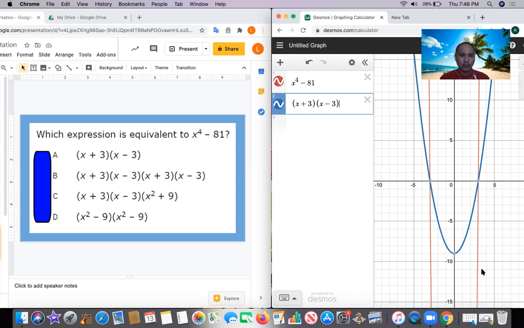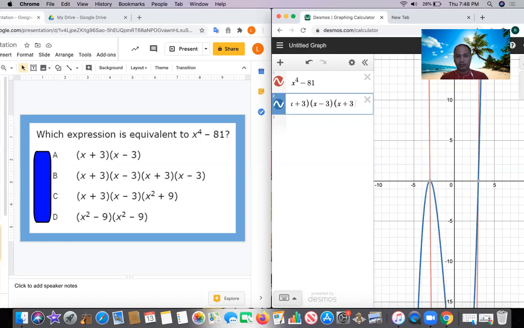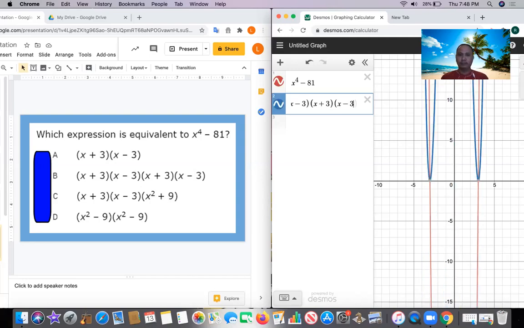What if we will choose B? Okay, so what do we have? x plus 3, okay? Then times x minus 3. So x plus 3, x minus 3. I hope we are doing it right. Okay. So it is not B. What if we will choose maybe D? Okay, maybe D. We will try D.